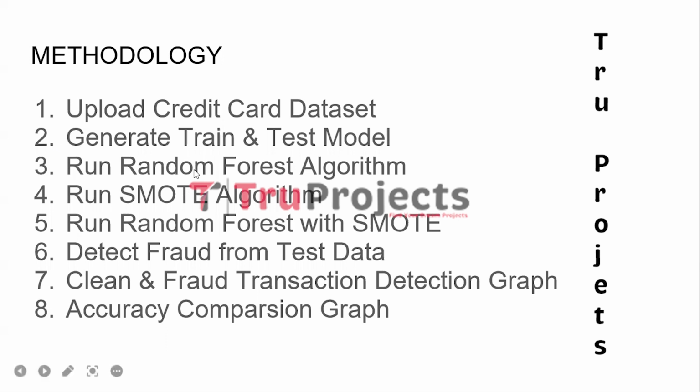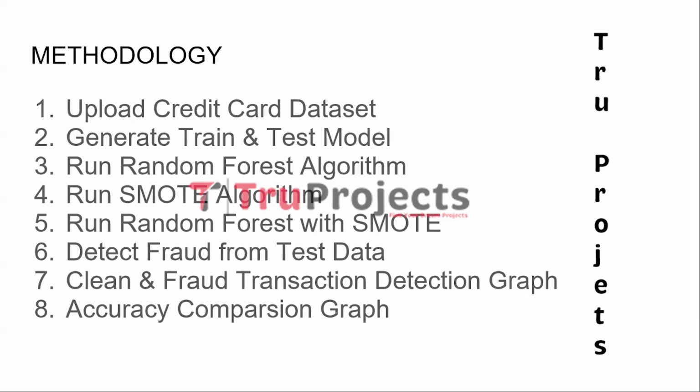The third module is run random forest algorithm. This module focuses on running the random forest algorithm on the trained dataset. Random forest creates decision trees on randomly selected data samples and combines their predictions through voting to determine the final classification. This algorithm is applied to detect fraudulent transactions in the credit card dataset.